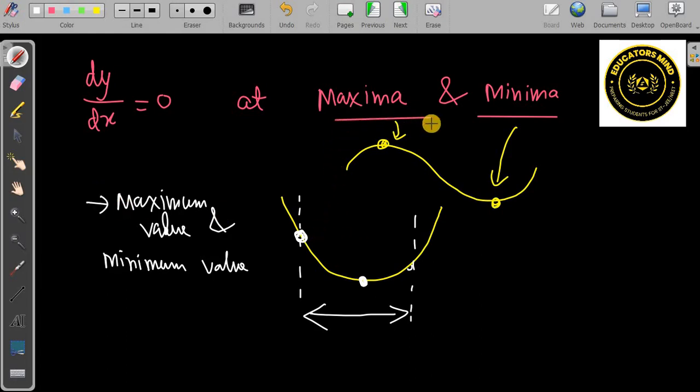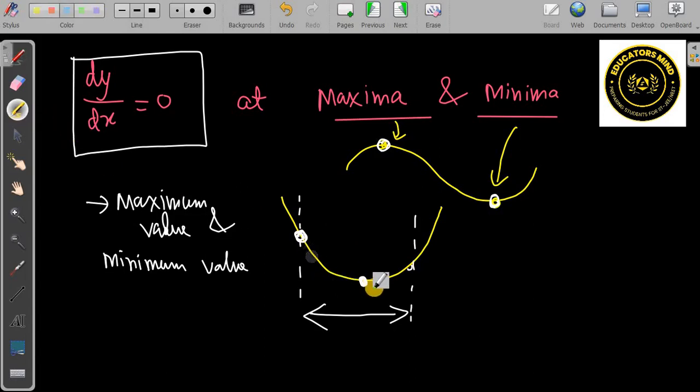So for maxima and minima within a particular region, it is not necessary that dy by dx has to be equal to 0, but wherever dy by dx is 0, there will be maxima and minima at those two points. So whenever they ask to calculate maxima and minima of a function, we have to see dy by dx equal to 0, and also we need to see within the limits. That means we should have some idea of the graph.